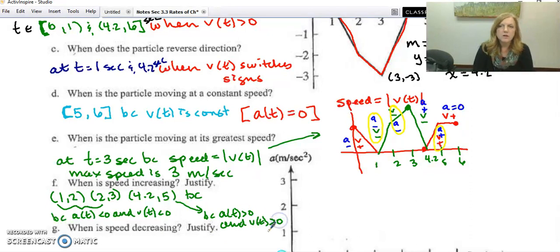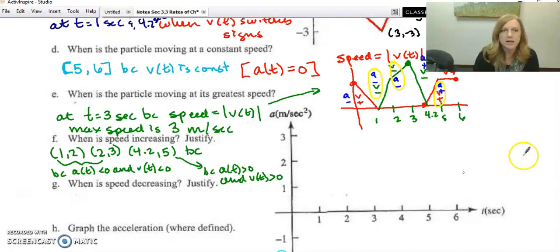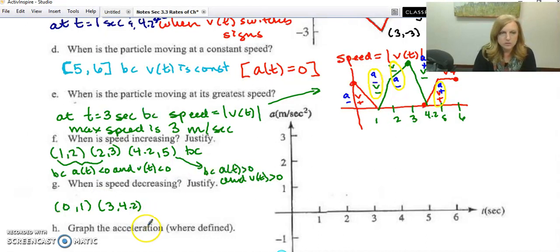On the AP, you want to make sure that you address both acceleration and velocity when we're taking a look at that. And then when is speed decreasing? And again, I can use this to help myself out. It would be from 0 to 1 and from 3 to 4.2. And those are the two places.